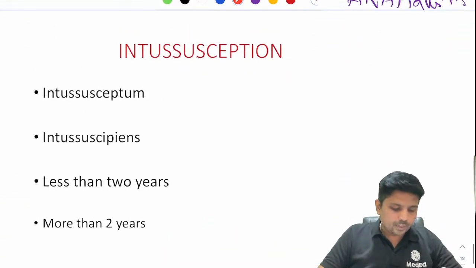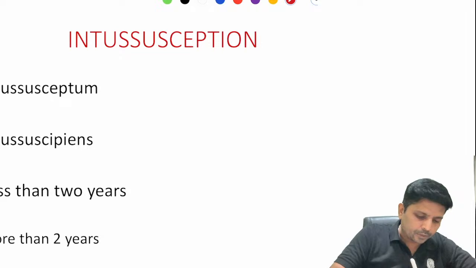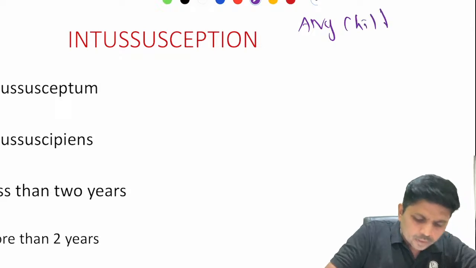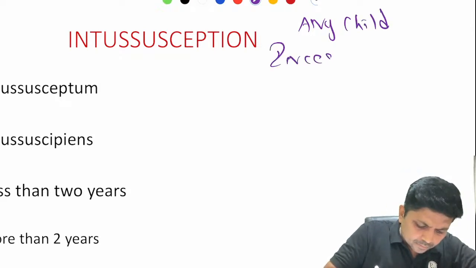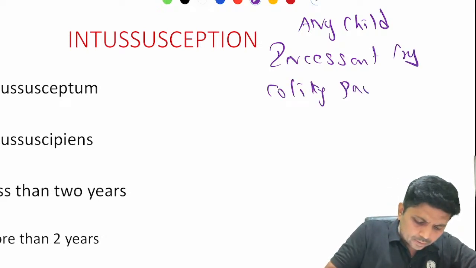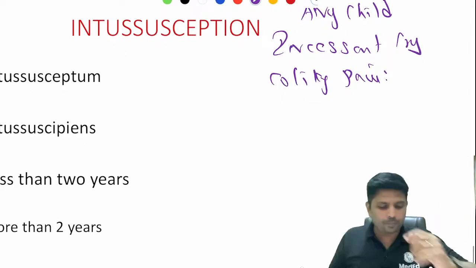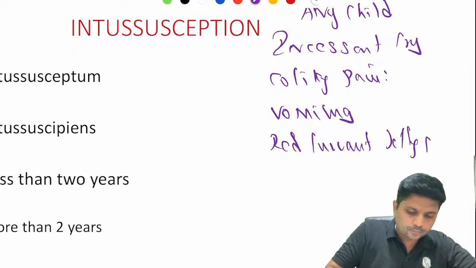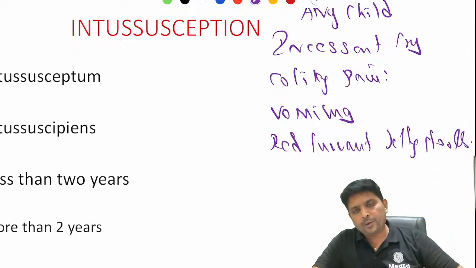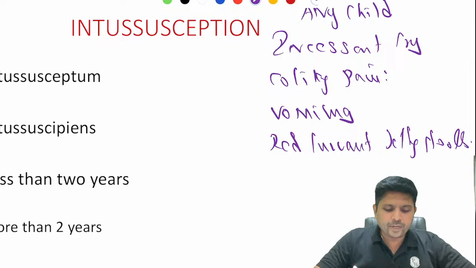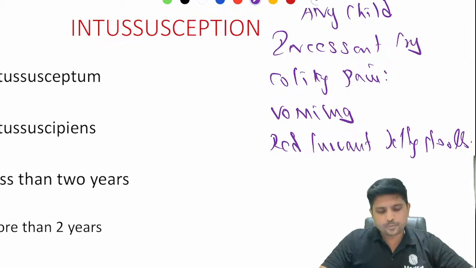Okay, now what is intussusception? Remember, when any child is brought with incessant cry, often cry with colicky pain, at times you can have vomiting, at times you can have red currant jelly stools, it can be due to intussusception. Incessant cry, colicky pain, vomiting, red currant jelly stools is intussusception unless otherwise proved.